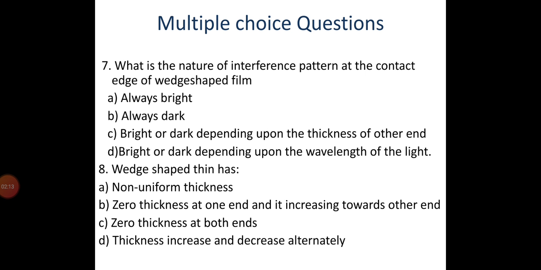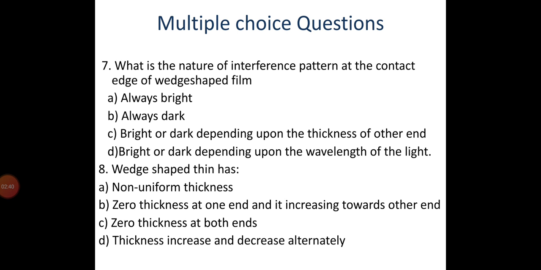Now the next question is, what is the nature of interference pattern at the contact edge of wedge shaped film, means when t is equal to 0. Then what will be the nature of interference pattern? It will be always bright, always dark, bright or dark depending upon the thickness of other end, or bright or dark depending upon the wavelength of light used. You choose the correct option out of 4 given options to you.